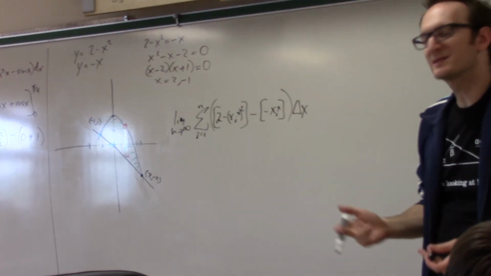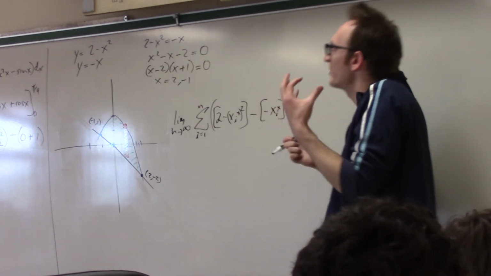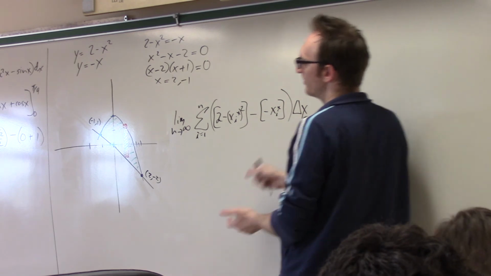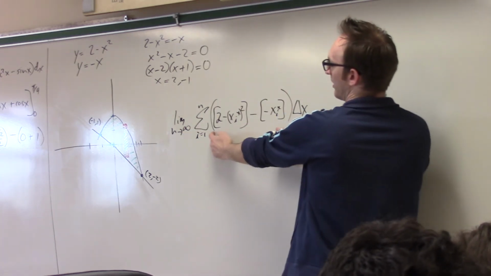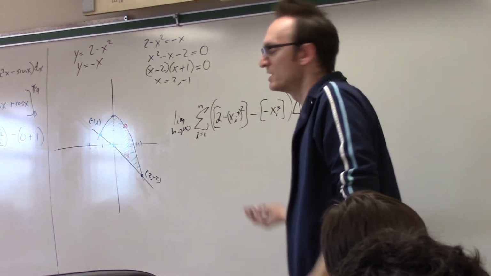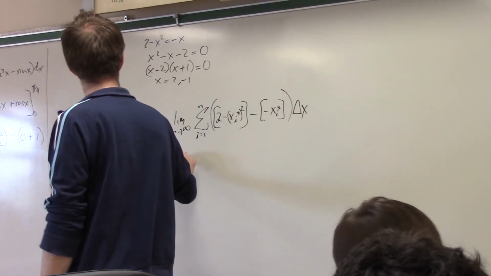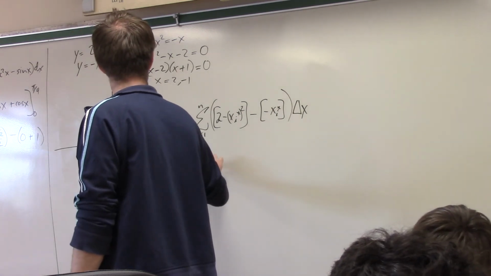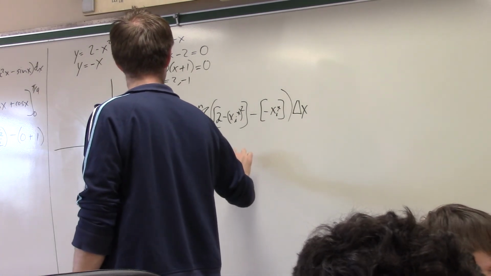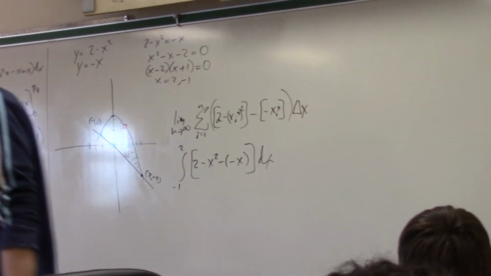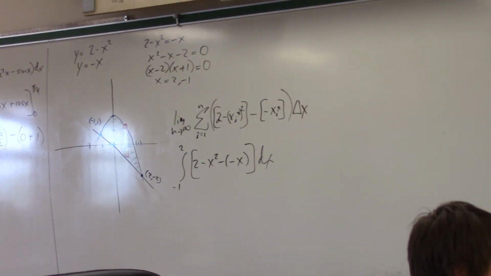Most people skip that step, but I feel like it is kind of important to think about what's really going on here. We really are taking an infinite number of things which are that tall and that wide, adding them all up, taking the limit as n goes to infinity. So yeah, we can do this with an integral. It's just going to be the integral from -1 to 2, just as I was saying, of 2 minus x squared minus negative x, and we multiply by dx. Cool. So do that integral, and then go to the next problem.